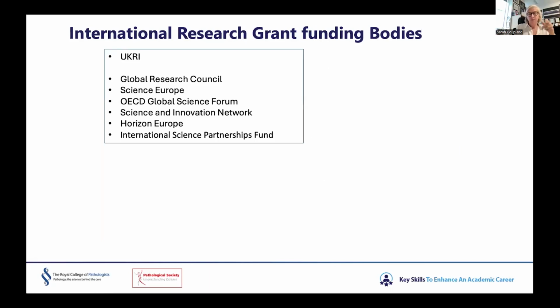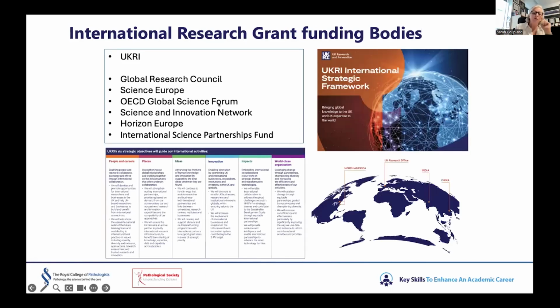I just want to highlight a couple of international research grant funding bodies, such as the UK Research Institute, which has on its website a number of grant funding organizations such as the Global Research Council, Science Europe, etc., all listed here. They obviously have a base in the UK, but they have other bases worldwide. Big organizations like this often go through a review of their strategic objectives, and on their website they have listed their 6 strategic objectives for international research. It would be worth looking at those, as they go into quite some detail.